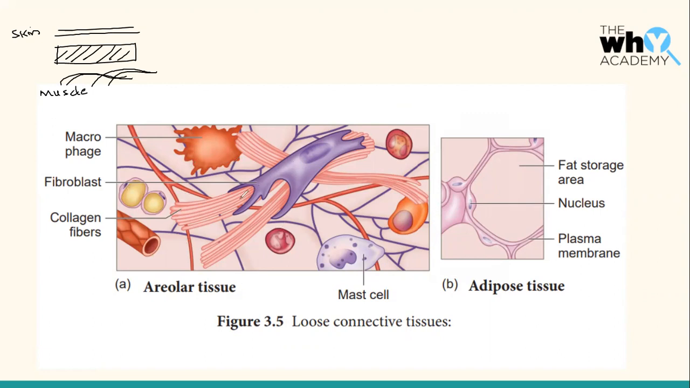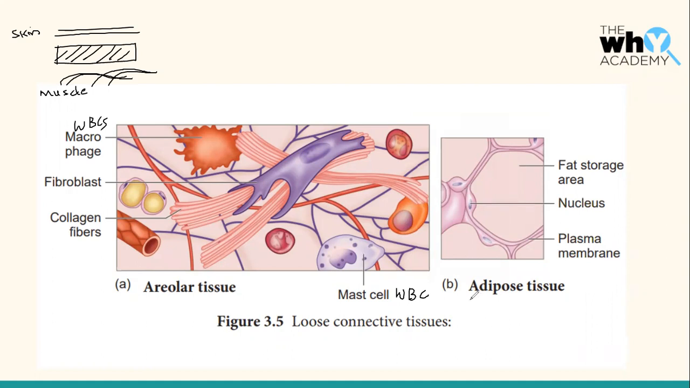Fibroblast is a type of cell. At this point, you can just remember it's a type of cell. Mast cell, again, is a type of WBC. These two are types of WBCs. Then fibroblast and collagen fibers. Collagen fibers would be a part of the matrix, a kind of fiber, if you would say.